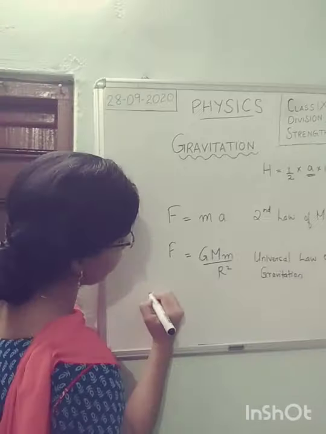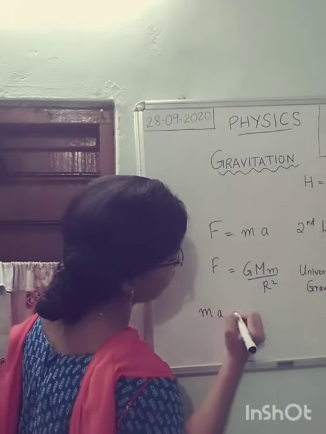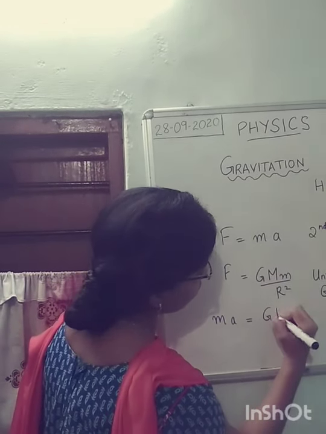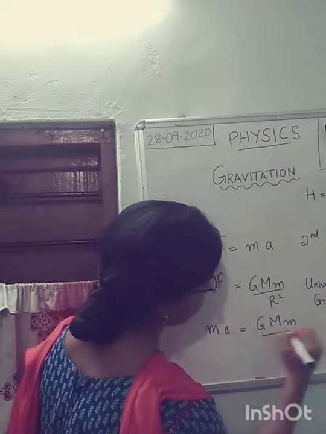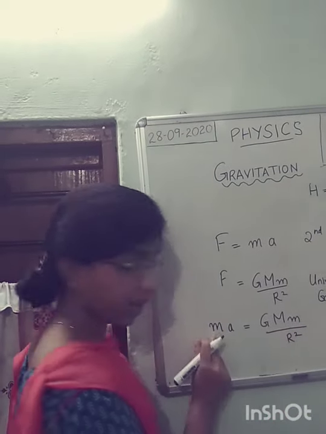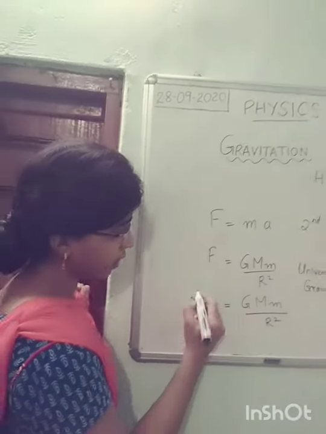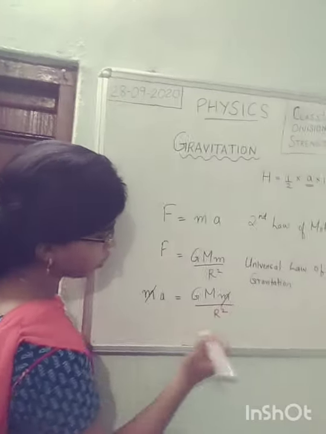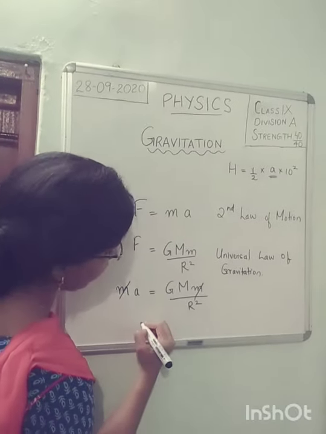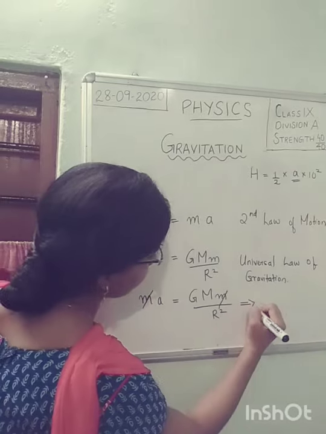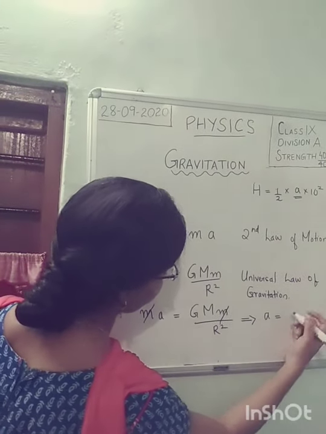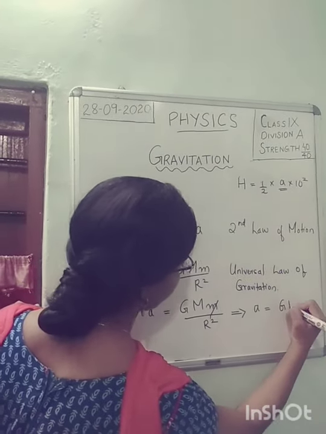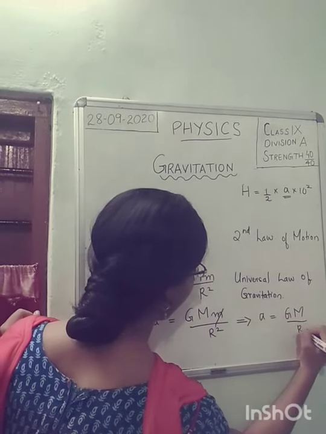Yes, definitely we can. So I am writing ma is equal to G into capital M into small m divided by R squared. Here we have a common factor, small m, so we are cutting that. So what is the value of a that we obtained? We obtained the value of a to be G into capital M divided by R squared.